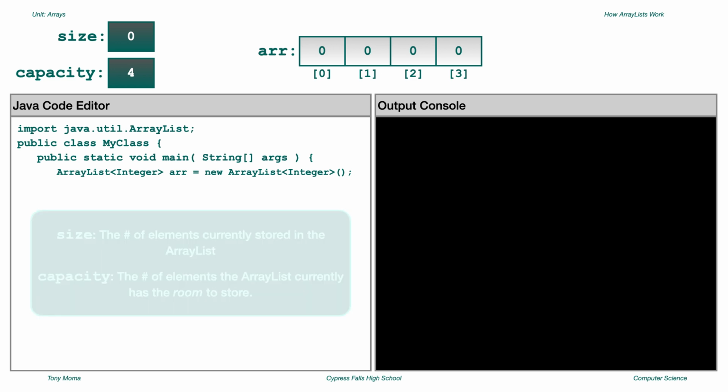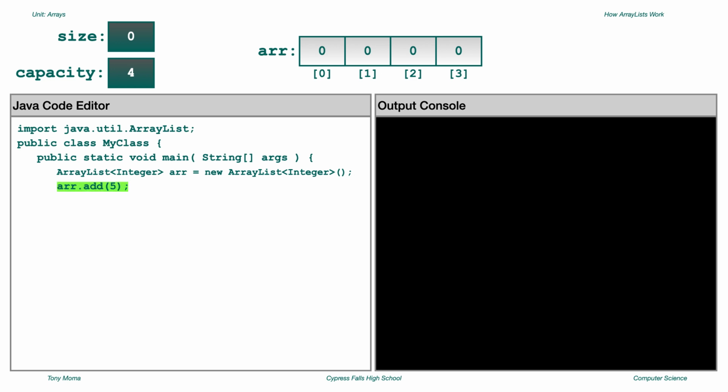Going back to our program, what happens when we call the add method and we say add 5 to the array list? Well, since the array list is currently empty, 5 will get stored at index 0. Then the size of the array list will increase to 1. Next, if we call arr.add(10), since we already have a value at index 0, the next spot will be index 1. That's where 10 will go, and then the size of the array list will increase to 2.